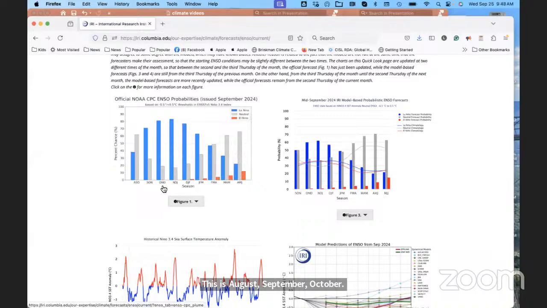Where is March, April, May? DJF is December, January, February. So January, February, March this year was mostly La Nina, blue. February, March, April, some La Nina and neutral equally. And then March, April, May, mostly neutral. So it's moving from the La Nina phase to a more neutral phase.